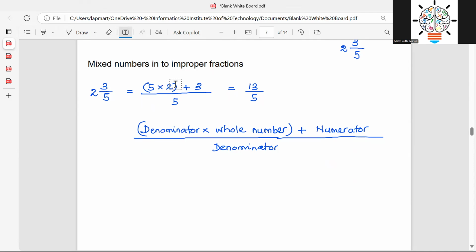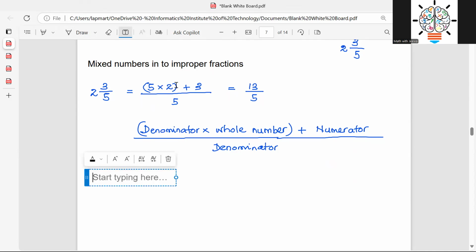So the denominator you multiply by the whole number. So you get the answer. That answer you add with the numerator. It gives me the numerator of the new improper fraction. That is 13. And you keep the denominator as it is.